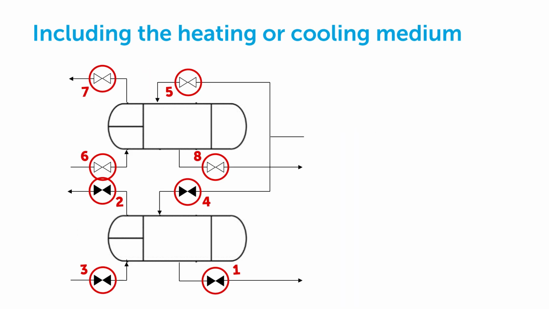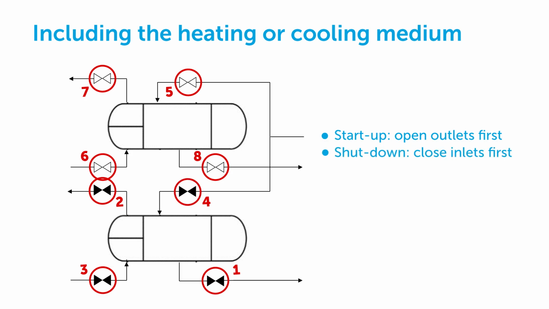When the heating or cooling medium comes from a shared feed line, this flow must be included into the sequence. Starting up the spare heat exchanger, you open the process outlet first, then open the medium outlet, continue with the process inlet, and finally, the medium inlet. Shutting down the heat exchanger, you close the process inlet first, then close the medium inlet, then the medium outlet, and finally, the process outlet.